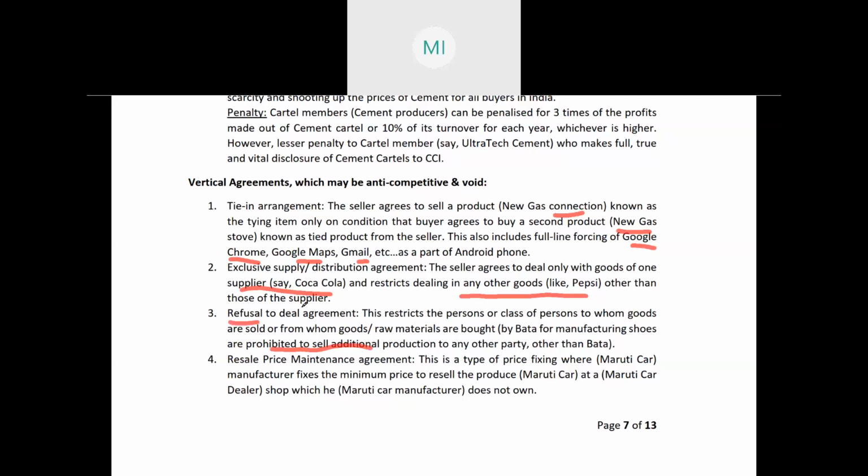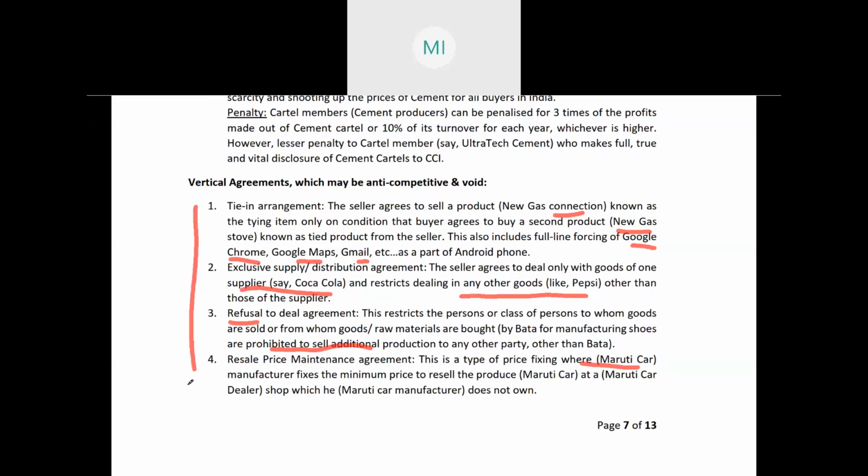Okay, then there is a resale price maintenance agreement. That is, if a Maruti car manufacturer fixes the minimum price below which you cannot sell the car, like if they fix 5 lakhs as the minimum price below which you cannot sell a car, that kind of agreement is called a resale price maintenance agreement.